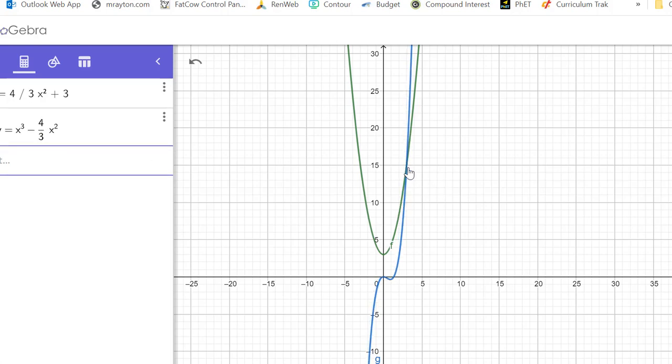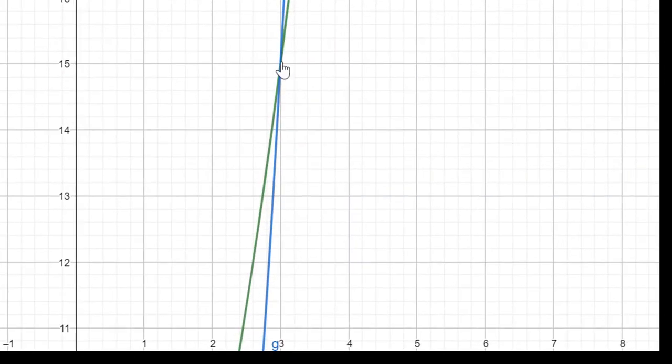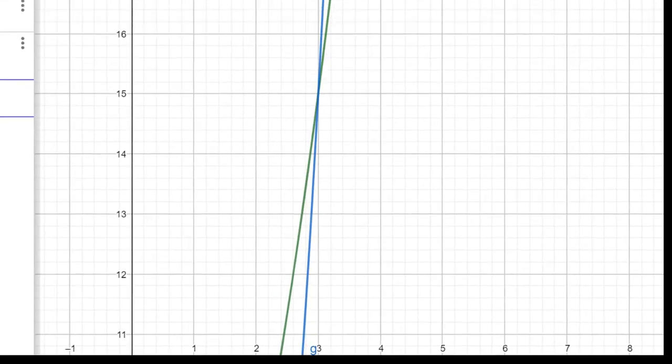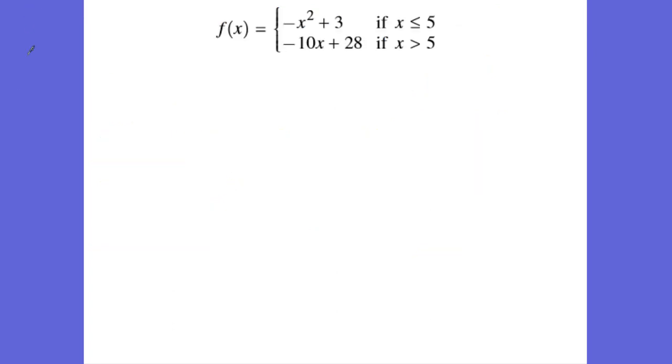Take a look at this value. I'm going to zoom in. At 3, you can see we are equal to 15. This green function is coming this way, and then at this point it continues and is continuous into this blue function right here. That made my two functions continuous. That made my limits exist. That made my limits converge on the exact same point, and the limit equaled that point. So let's take a look at another problem.